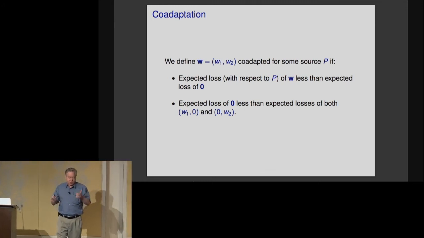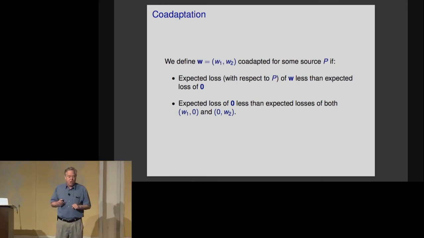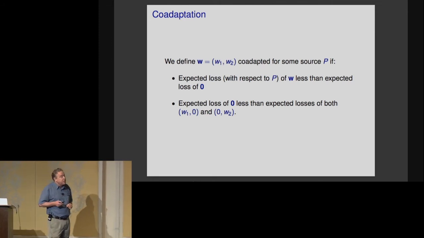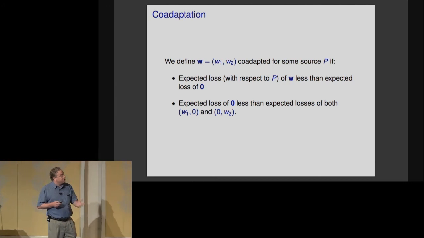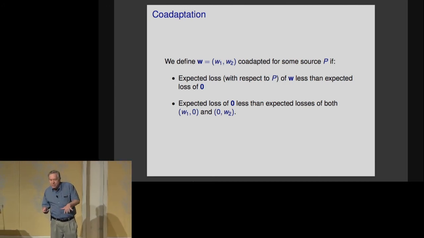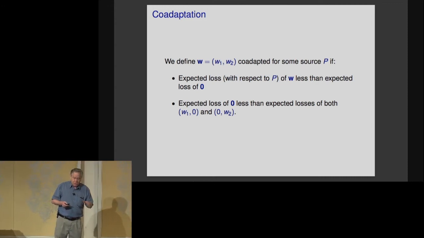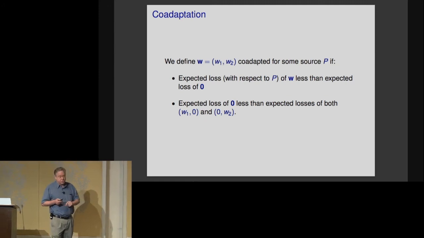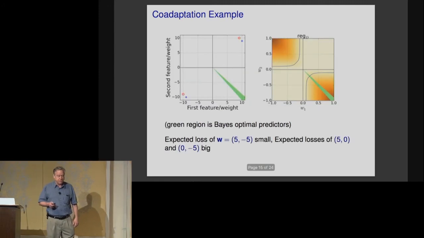More precisely, we postulate a definition for co-adaptation where a weight vector W1, W2 is co-adapted for some source P. If the weight vector is good, it has loss less than the 0 vector. But if you drop any of the weights and turn it into a W1,0 or 0,W2 vector, then you get weight vectors that are bad, worse than using the 0 vector, with higher loss than the 0 vector.